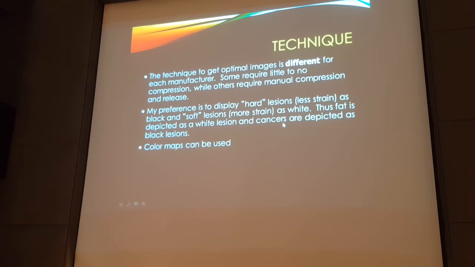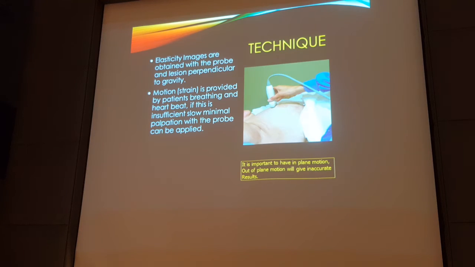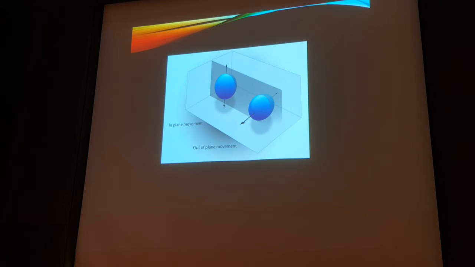I like to use black for breast. Black is stiff and white is soft. You can use color maps; there are many available. The technique is that we try to rotate the patient so that the probe is perpendicular to the floor, and when the patient's breathing, the lesion is moving up and down in our plane. Usually if the lesion is medial, we just leave them in the supine position. If it's in the outer quadrants, we usually rotate them up on their side so we can do this. Really, the patient motion is going to give us all that we need.